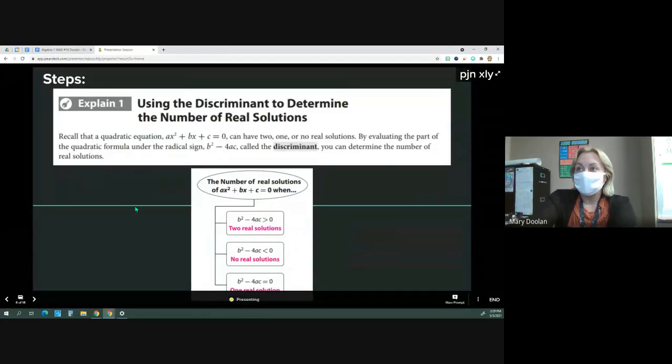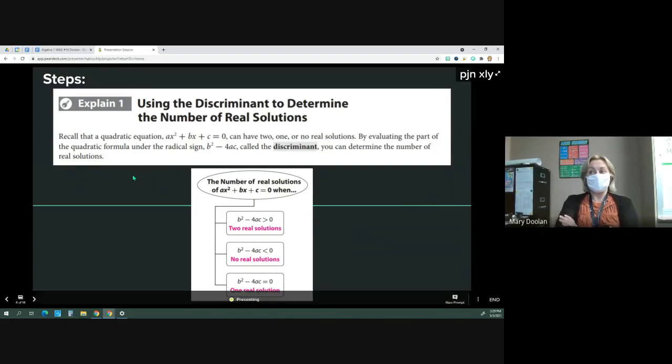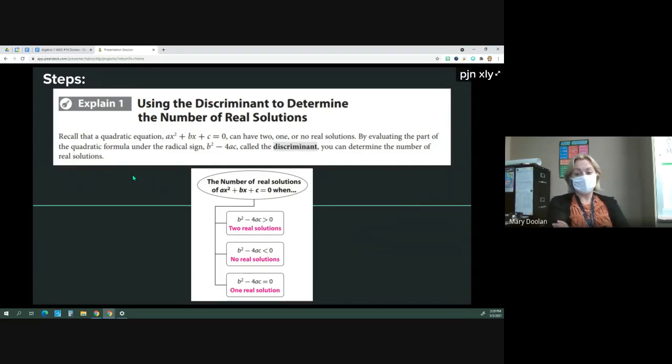And so we're going to be using part of the quadratic formula called the discriminant to determine the number of real solutions. So if you have a quadratic equation, ax squared plus bx plus c equals 0, it can have 2, 1, or no real solutions. Those are your possibilities. So far, we've been solving quadratics where we get 2 solutions for x. But you could also have 1 solution, and it could also be no solution.